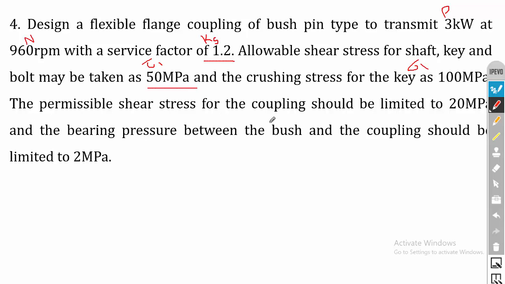The permissible shear stress for the coupling should be limited to 20 megapascal, that is tau 2 is 20 megapascal, and the bearing pressure between the bush and the coupling should be limited to 2 megapascal, that is the PB value is 2 megapascal. Using these data you have to design this flexible flange coupling. You just write the design procedure first, then you can solve this problem by substituting all the values in the design procedure.